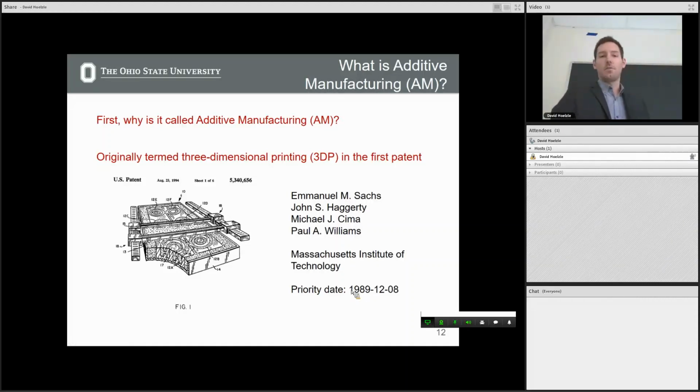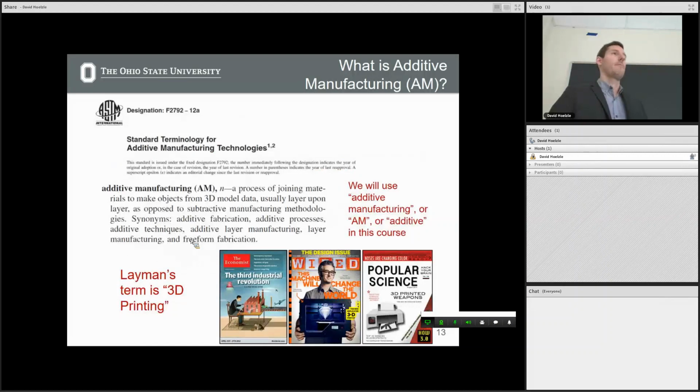We'll go through what's actually going on here. The schematic's not too clear, but the reason it's called additive manufacturing is a bunch of people in the field got together and decided it was going to be called additive manufacturing. There are a lot of names for this. 3D printing is actually the layman's term. You see this in a lot of popular press, such as 3D printed weapons, all this buzz about additive manufacturing. That's what it's commonly called in the news media.